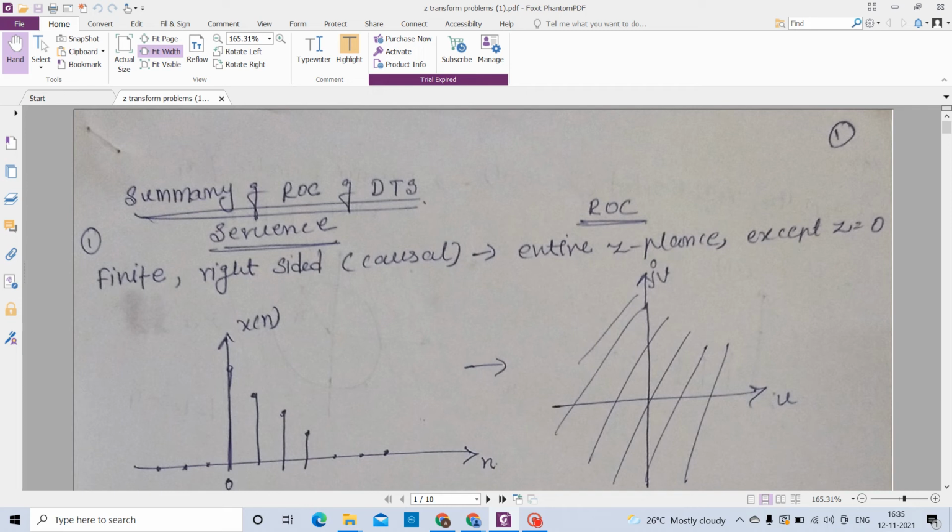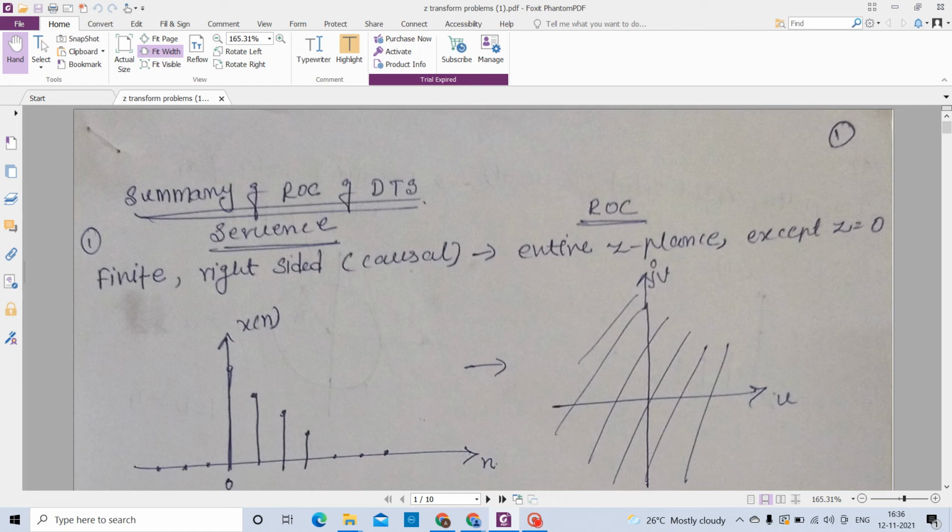We have already discussed what the region of convergence is, so I don't want to repeat the same things. First we will summarize this table with respect to region of convergence of discrete time signal. Here we are considering three cases.